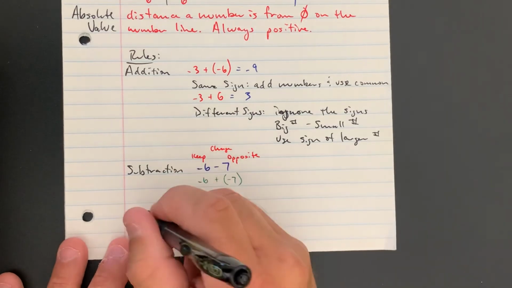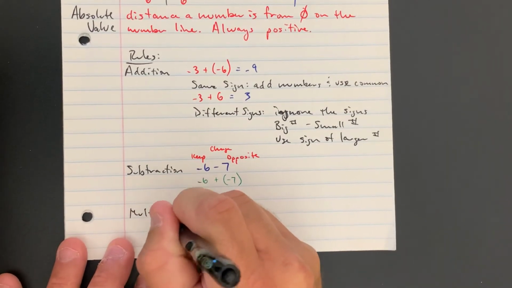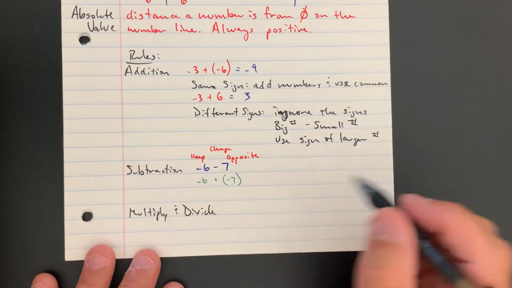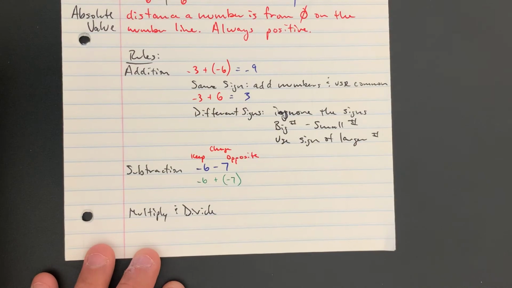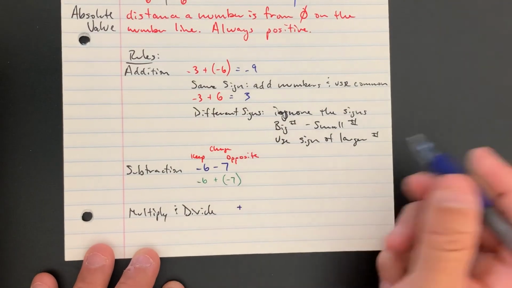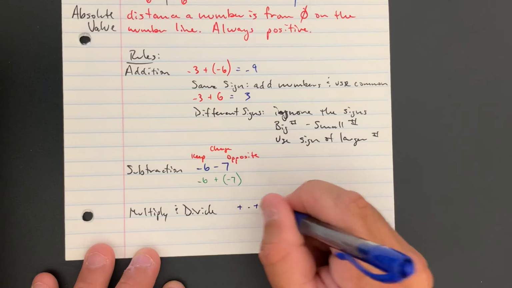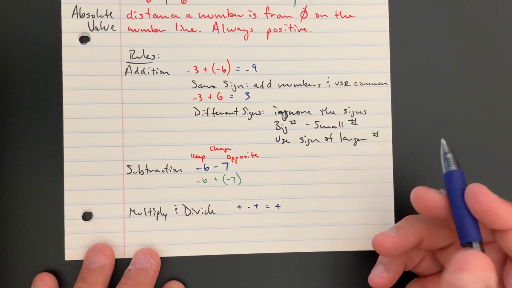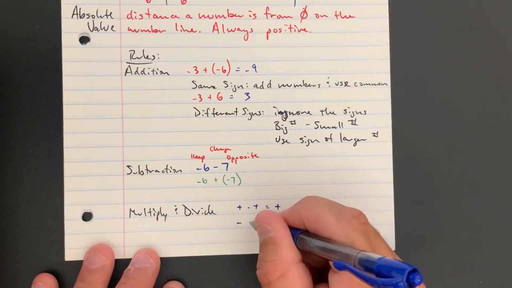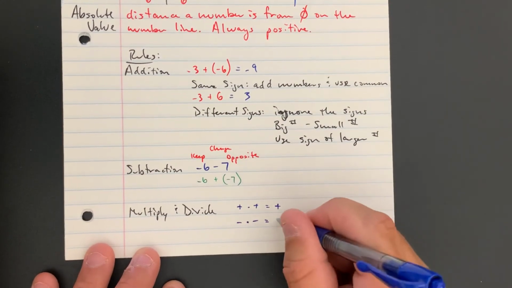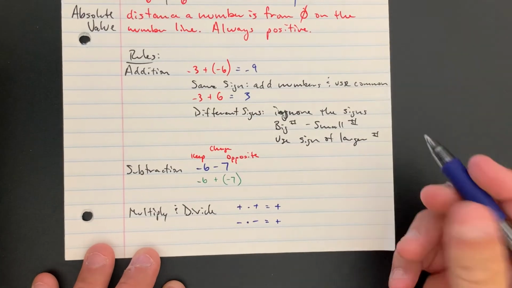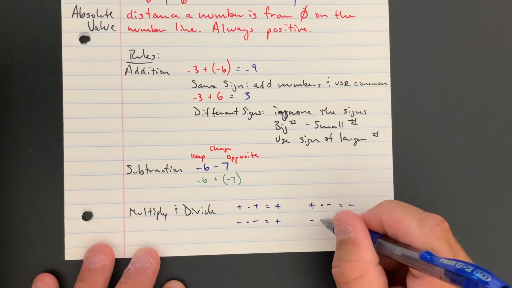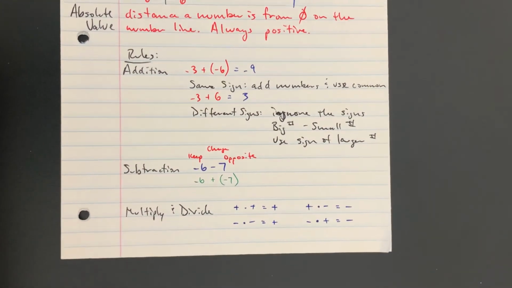For multiplying and dividing, pretty basic in my opinion. If you have two positives, a positive times a positive, I get a positive answer. Positive or dividing signs, same thing. If I have two negatives, a negative times a negative or a negative divided by a negative, I get a positive. If I have one of each, then it's going to be a negative. So like positive times a negative, that's a negative, or a negative times a positive, that's also a negative.